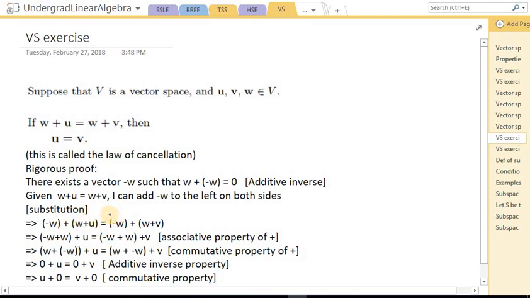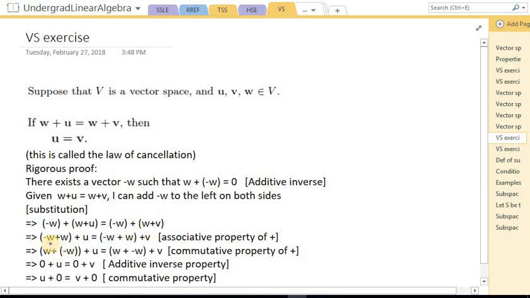Okay. All right, now what can I do? Can I cancel right away? The answer is no. I need to rearrange before I can cancel. I want to get the minus W and the W together. So I need to reassociate. I need to put the minus W and W together. So that's what I've done here. Instead of taking W plus U and adding minus W on the left, I can add these two first and then add U. So this is the associative property, just regrouping my addition.